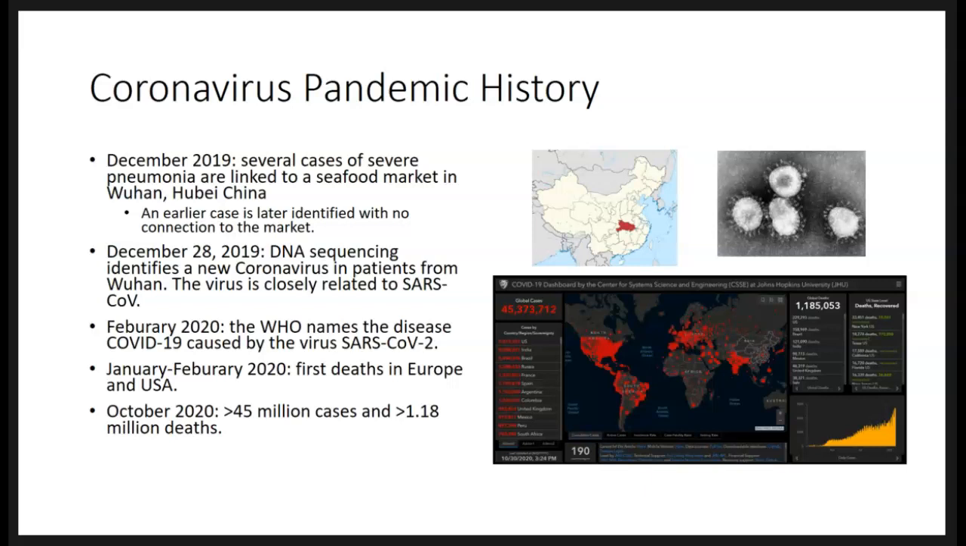Or the ineffectual public health response of governments around the world, or the widespread misinformation that we see in the world today. This has become one of the most severe pandemics in human history. We have over 45 million cases, and as of when I printed this slide, over 1.18 million deaths.